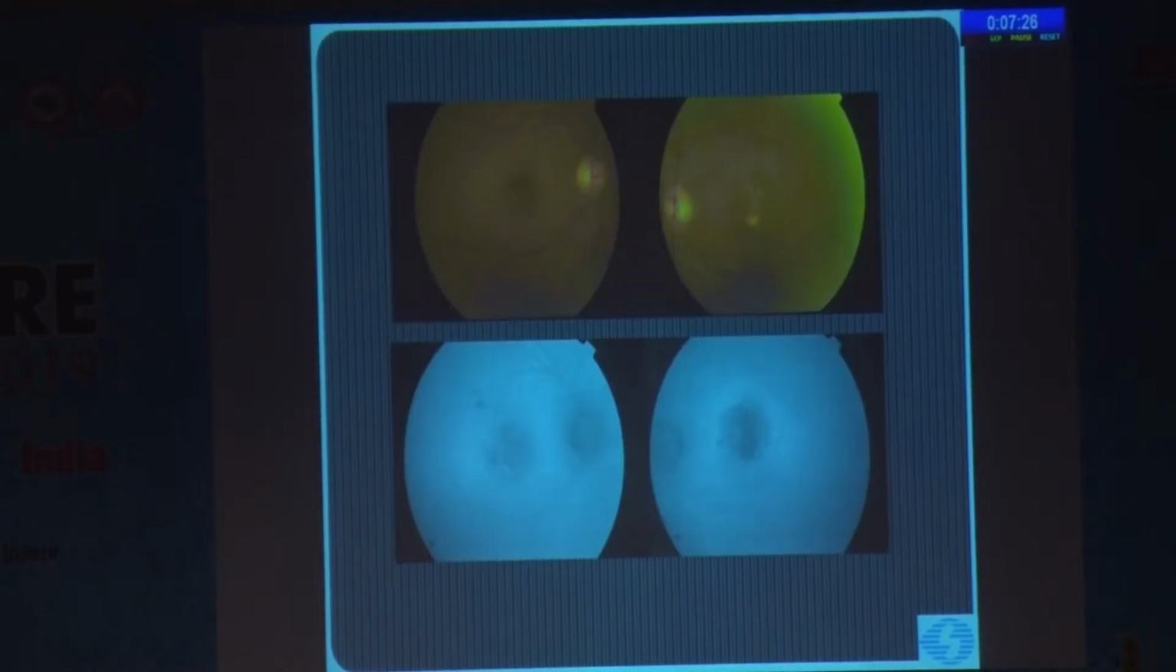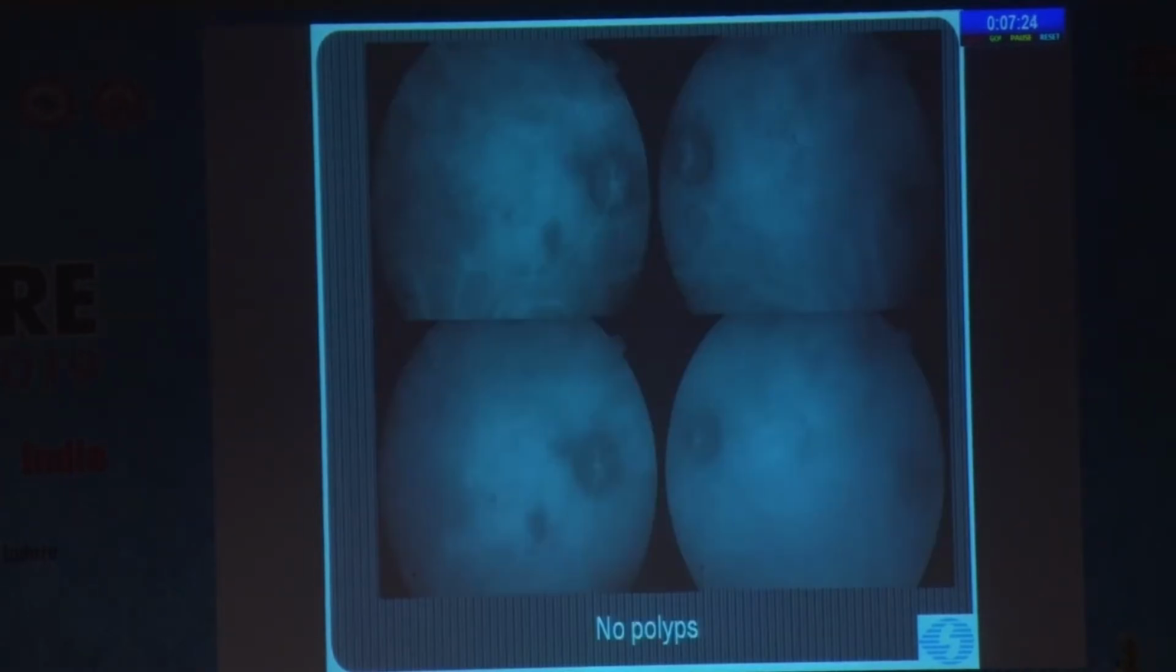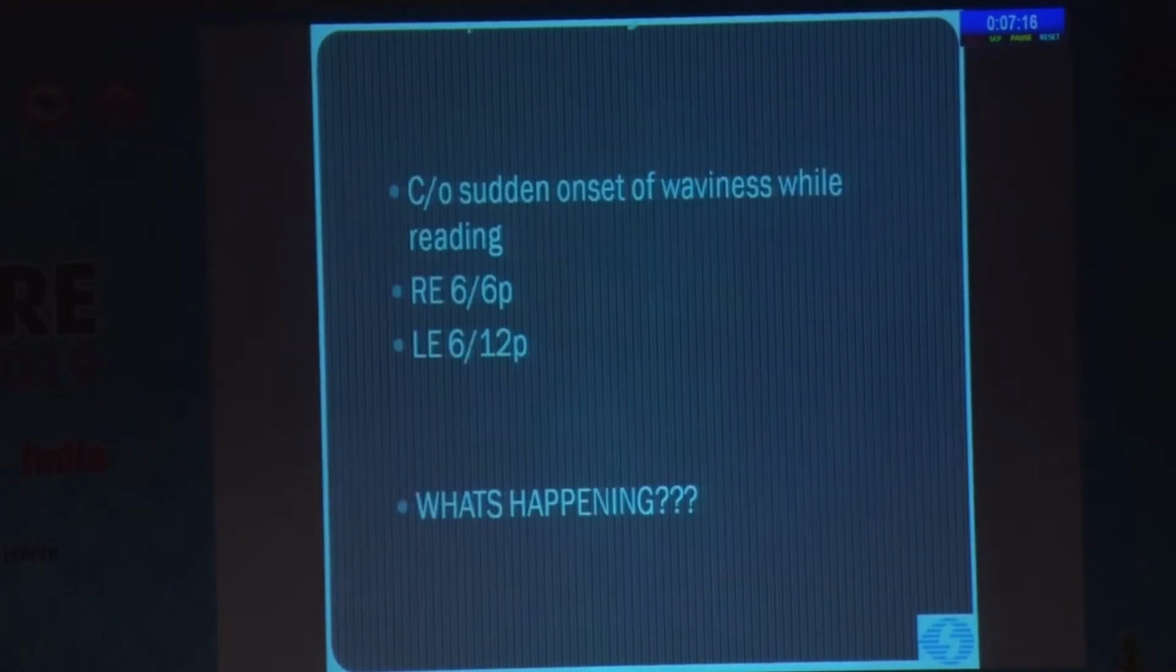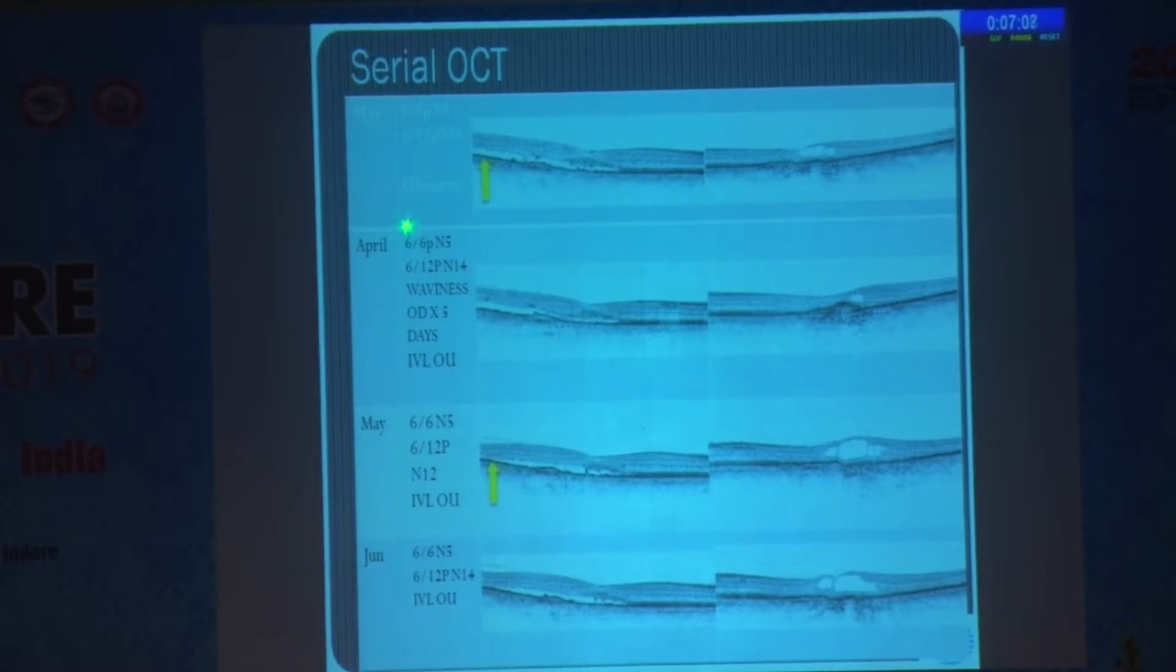So we did the traditional imaging, no polyps. At that time we didn't have Heidelberg unfortunately, so we did the flash ICG, and something which we thought looked like a small CNV on FFA, and we gave anti-VEGF injections. After a month of the last anti-VEGF, he said he was getting blurring. So we don't know what is happening. Basically, we are giving anti-VEGF, which at that time was Lucentis, and he was not feeling better. The fluid is still there.